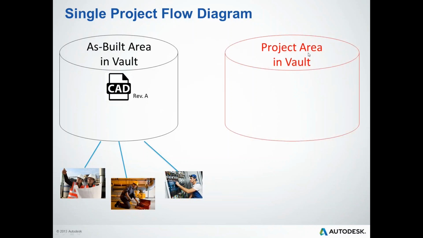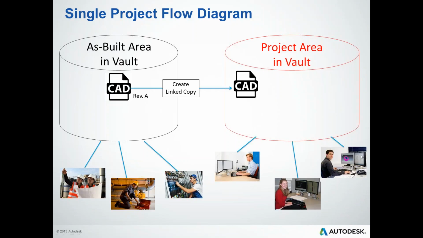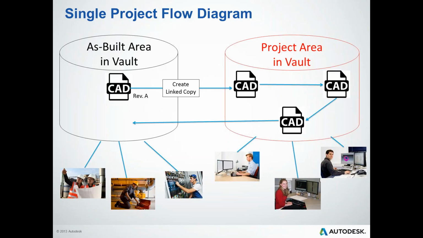Well, now we've got an engineering project that starts that's going to need to make a revision. So using the create linked copy command in Project Connection, you can assign it to this project folder in Vault where your CAD users, engineering people can start accessing that file to make changes to it. They would not have security rights to change it over here in the as-built area. They can only make changes to it in the project area. Check in, check out, goes through the review and approval, and so on.